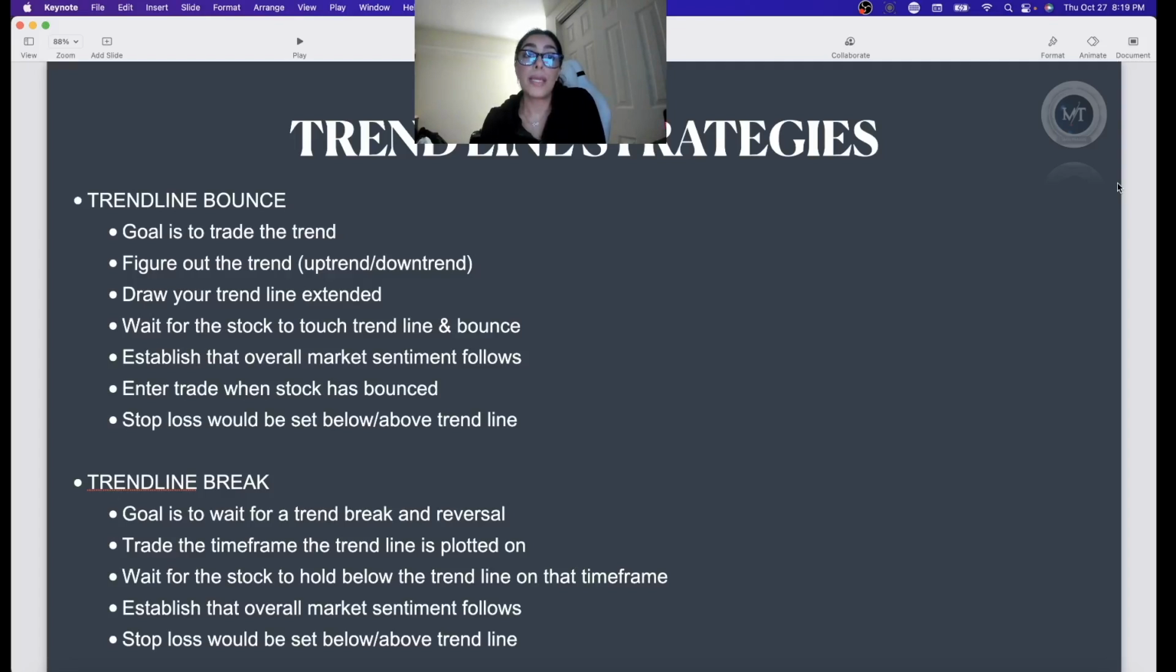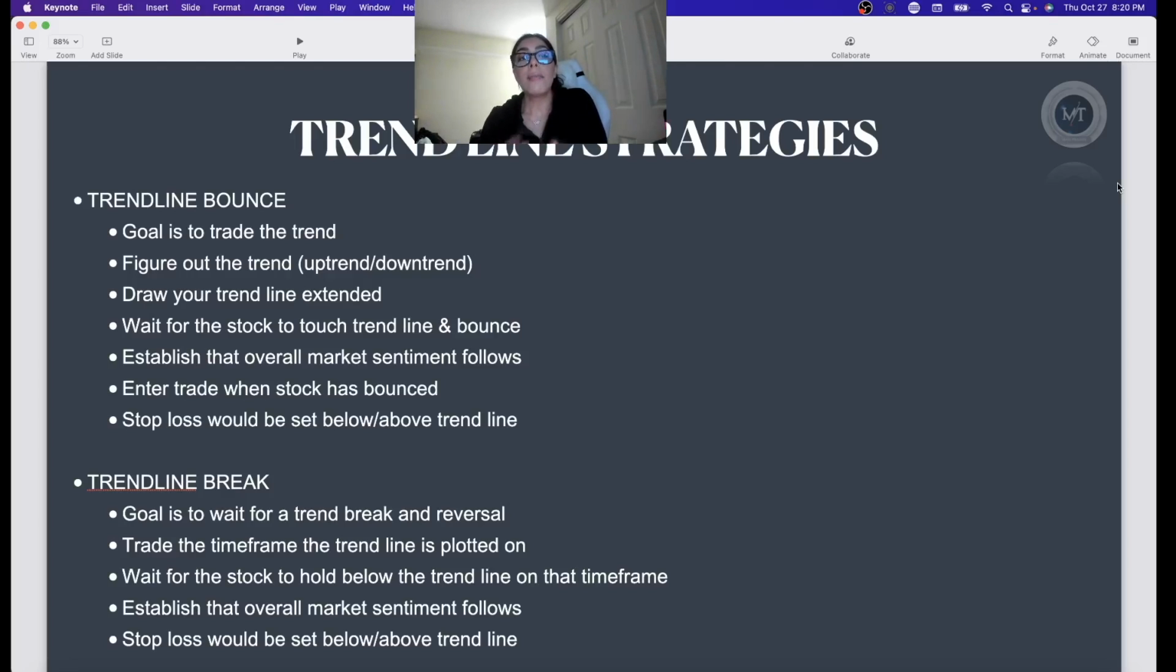The two biggest ones, or the two highest probability setups, are going to be your trend line bounces or your trend line breaks. So personally, the one that I implement the most is going to be a trend line break, just because I am a breakout trader, whether it be a support or resistance, supply or demand, or a trend line. I personally like breakout trades. That's just how I like to trade. Some people like to trade bounces. It really just depends on your personal preference and what strategy works the best for you.